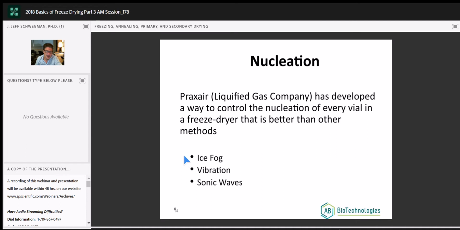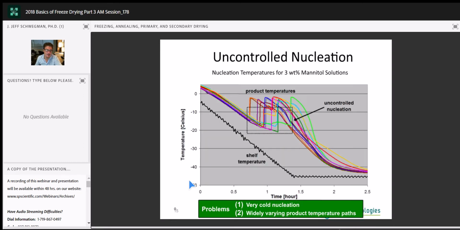There have been studies done, and Mike Bacow was a big innovator in this technology, with ice fog. Basically we create a bunch of small ice crystals in a vapor and shoot it into the freeze dryer, which generates tiny ice crystals that essentially act as seed crystals for nucleation. Vibration has worked, and sonic vapor, though not really practical. What SP has come up with, in combination with Praxair, a compressed gas company, is a way to control nucleation.